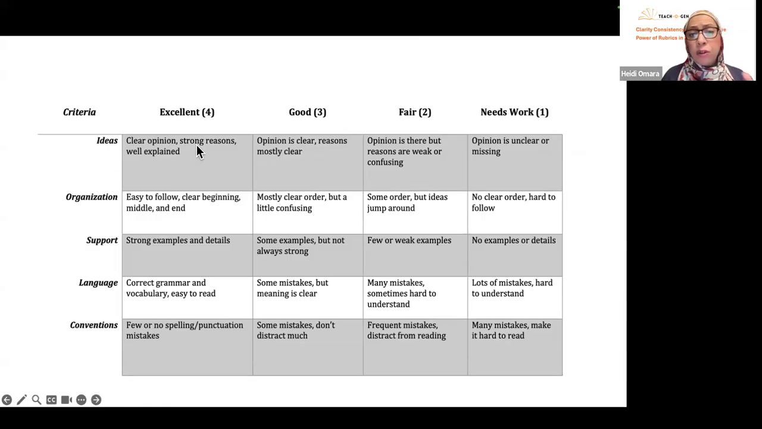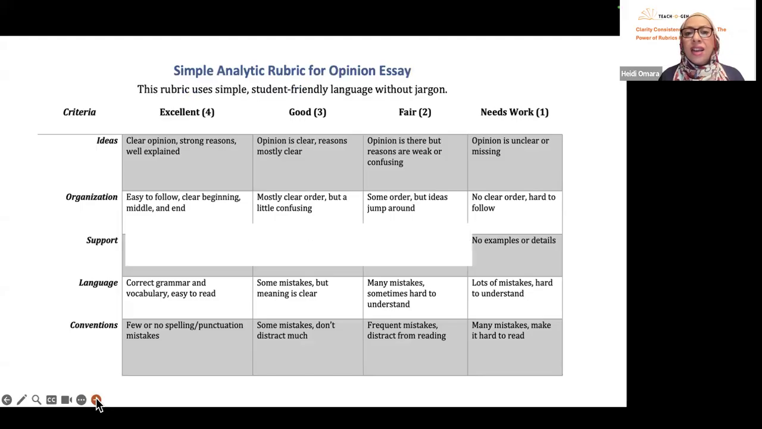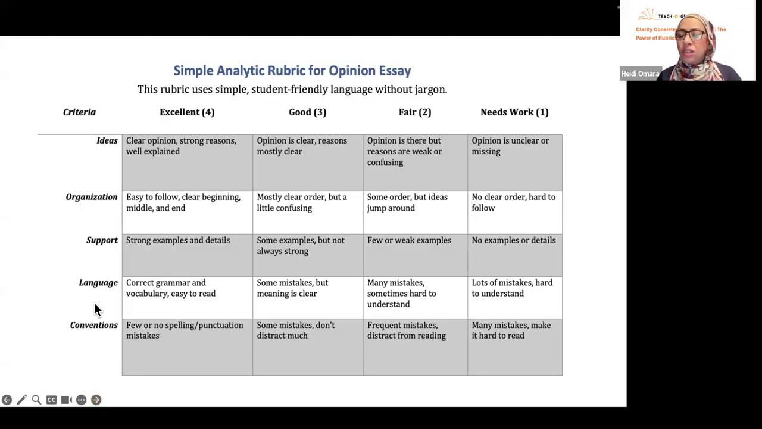So far, the idea is clear opinion, strong reasons, well explained. Opinion is clear, reasons mostly clear. Opinion is there, but reasons are weak. So this is something that a student can understand. And this is what we're looking for, that it should be student and teacher friendly.